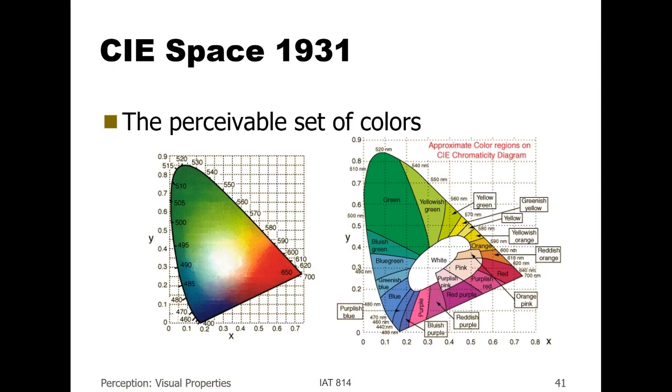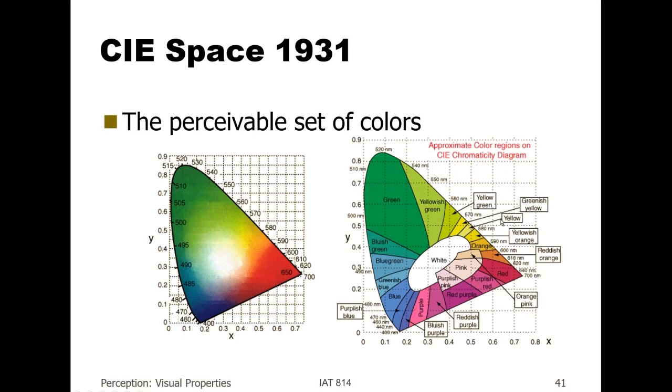Our sensitivity declines a little bit as we get closer to red, but our sensitivity to red is much greater than it is to blue. The straight line between blue and red here, those are not on the spectrum per se. Those colors along this line are a blend of blue and red.